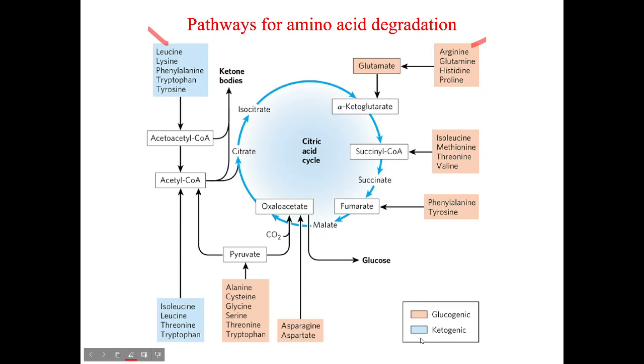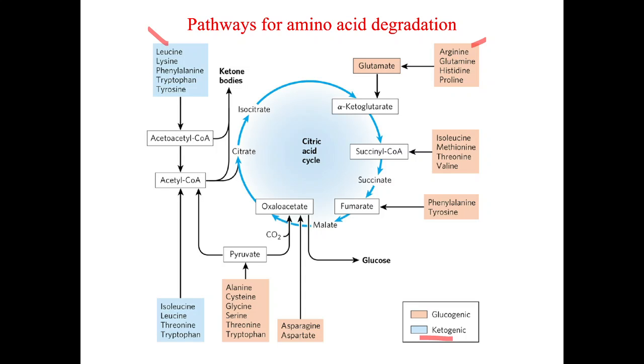Why is it in the blue color? You see here it is ketogenic. Ketogenic means it is getting converted into acetyl CoA. Finally, these amino acids also get converted into acetyl CoA, and this acetyl CoA can serve as a molecule which helps in the synthesis of the ketone bodies: acetone, beta hydroxybutyrate, acetoacetate. These can be formed as ketone bodies from this acetyl CoA molecule.